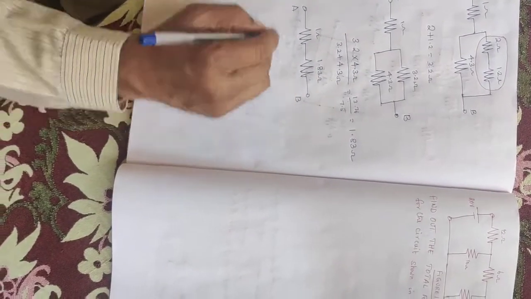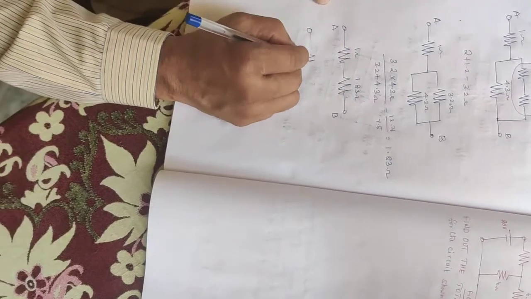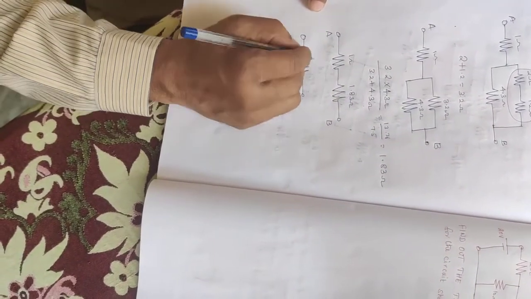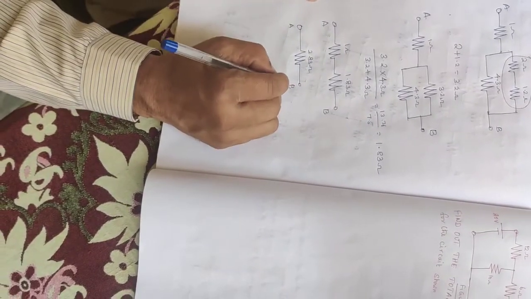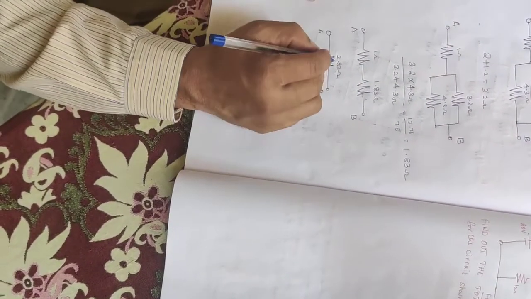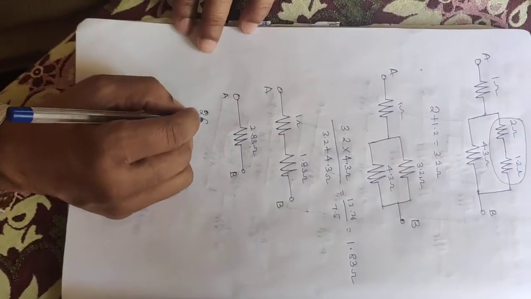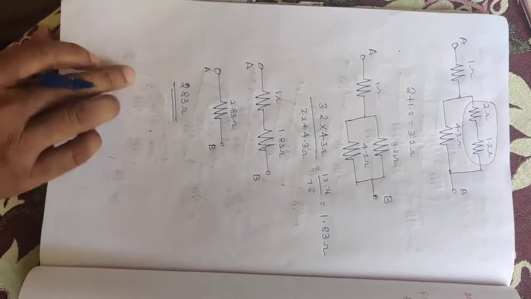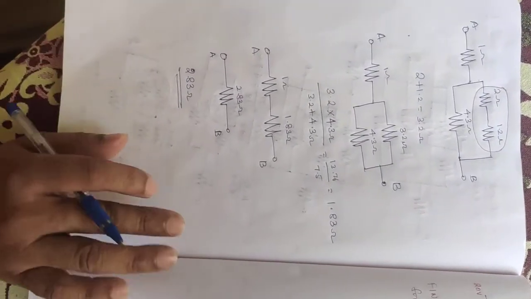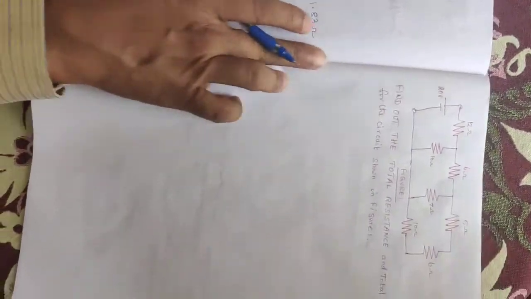So by adding these two, we can get 2.83 ohms. So this is our final answer. So the resistance between A and B is 2.83 ohms. So this is the answer. I hope you followed the clear steps one by one. It will be reduced to 2.83 ohms.